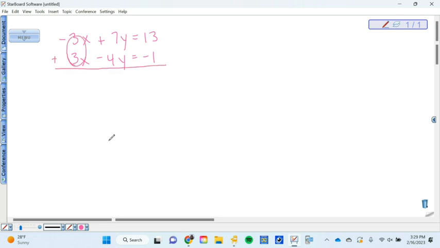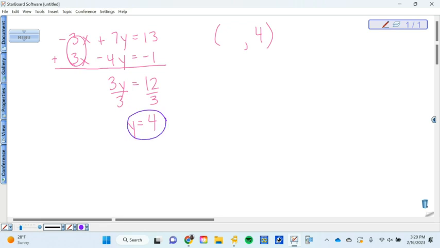Those cancel. What's 7y plus -4y? 3y. And 13 plus -1? 12. How do I solve for y then? Divide by 3, divide by 3. So y equals what? 4. And then what do I do now? Because that's only half of my answer.